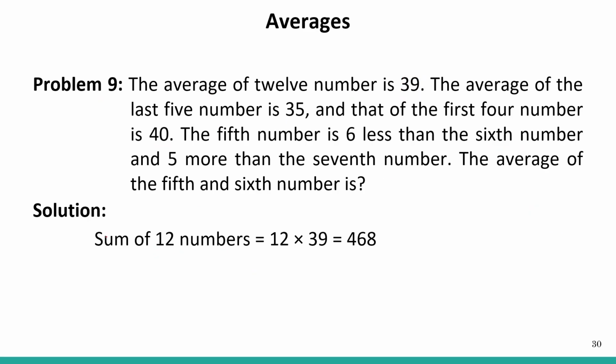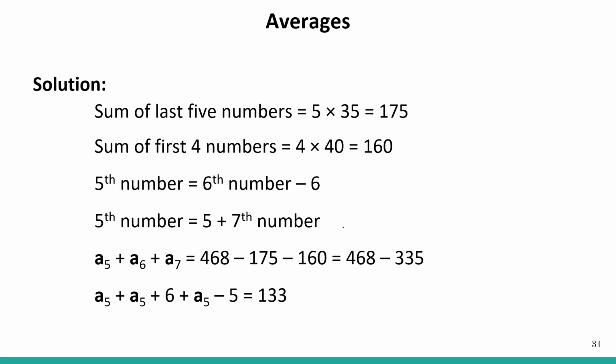So let's go for the step-by-step solution. Sum of 12 numbers is equal to 12 into 39, so their cumulative sum will be 468. Sum of the last 5 numbers is equal to 5 into 35 because their average is 35, so it will be 175. Sum of the first 4 numbers will be 40 into 4, because their average was 40, so it will be 160, their cumulative sum.